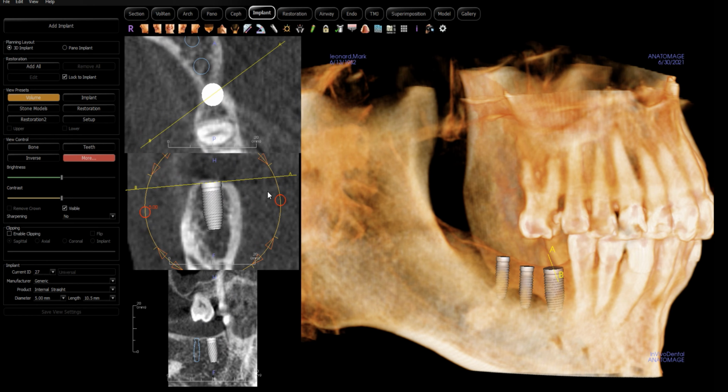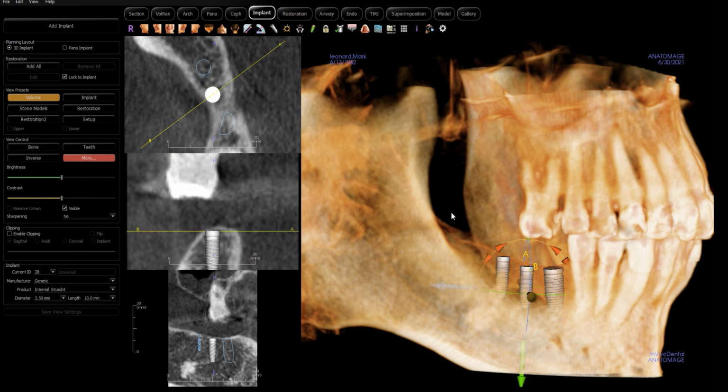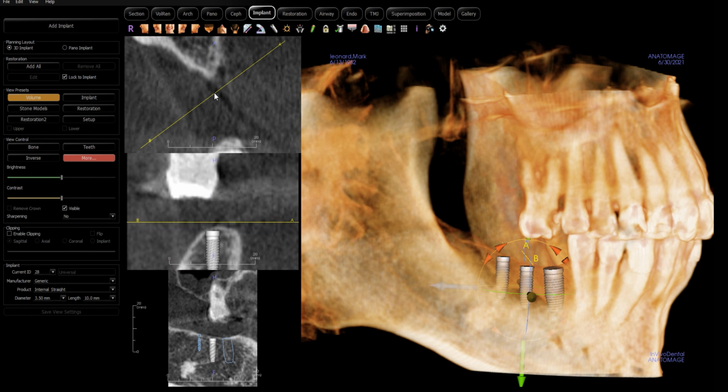So let's go over to this image here. I've now locked in this implant. I'm happy where it is. I'm now going to say 3mm from there. What does the bone look like? I have to click on the implant. Now I can move it.